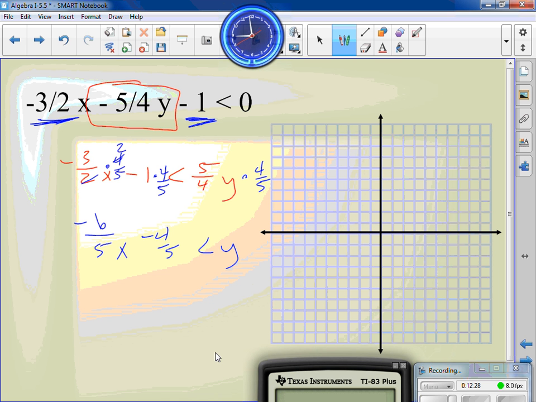I don't like it the way it's written, so I'm going to take the entire problem and flip it. When I flip it, y greater than negative 6/5 x minus 4/5. You take the entire problem and flip it because y has to be greater than everything else. I'm just rearranging it so it looks better.